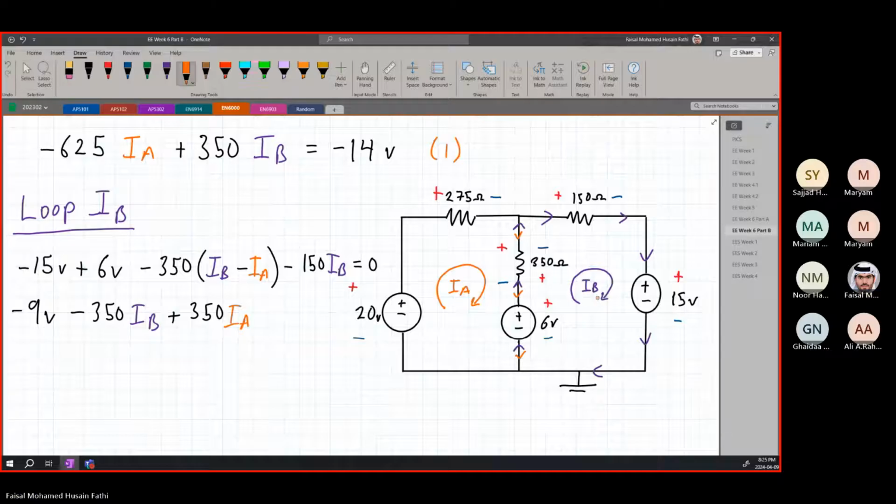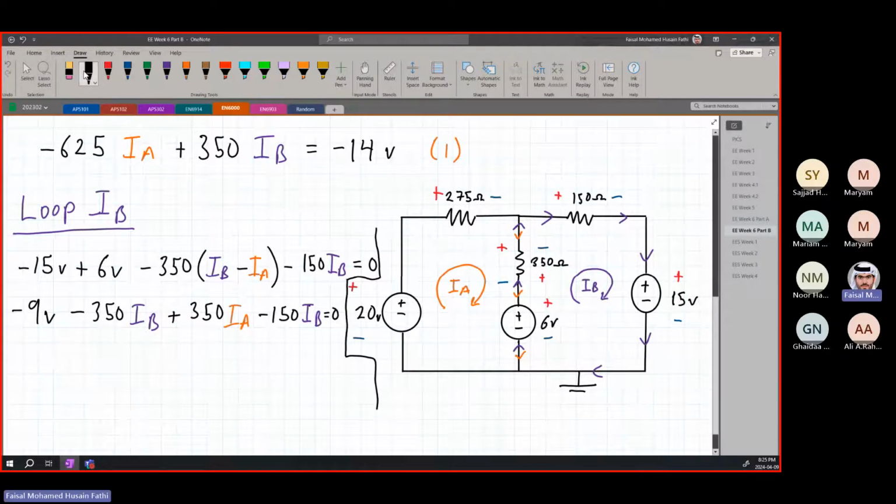Okay? Then we're going to just simplify this also. Minus 150 IB, and this is going to be equal to 0. All right.